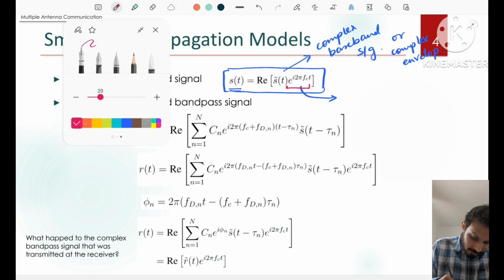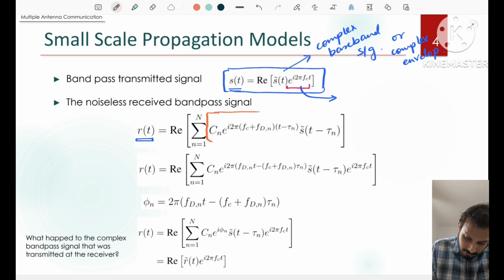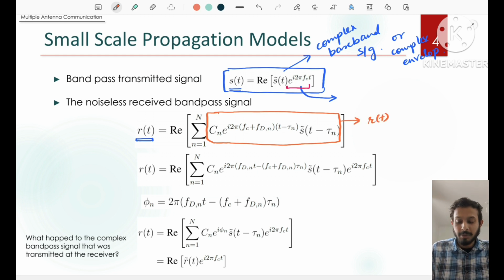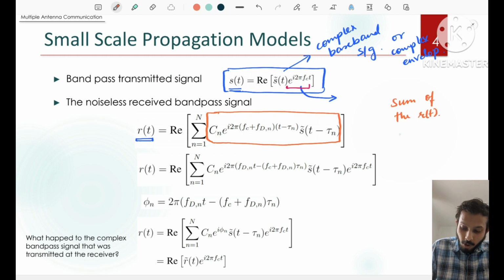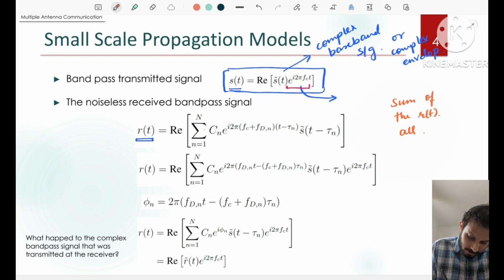So if we consider this term, this is the received signal from the nth path. But we are interested in the sum of the received signal from all the multipaths. So we will put a summation here, where the number of paths is equal to capital N. We assume there are N number of multipaths and we add up all the paths. So this is the received signal.